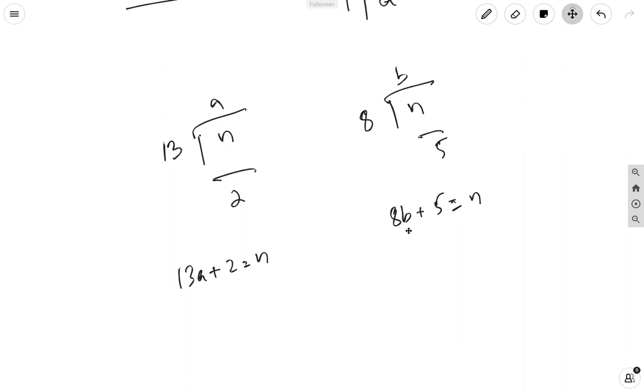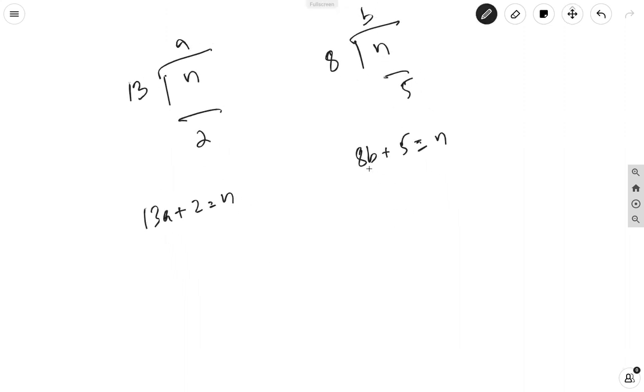For this question, I would suggest using the even and odd concept, because 13a will be even and 2 is even, wait, n must be odd. So for getting an odd value, a will be 1, 3, 5, 7 and so on, right? So when a is 1, this is 15, then a is 3, this is 41, 68, 93. So just equate these with 8b plus 5.